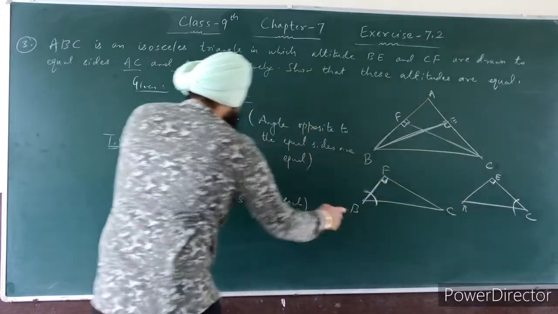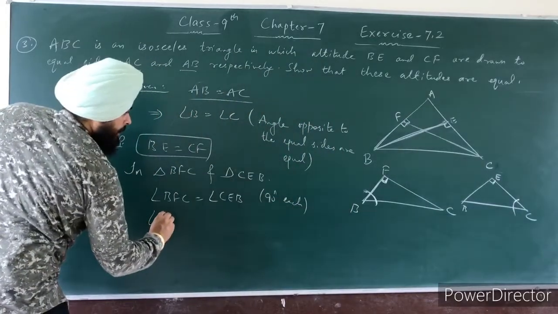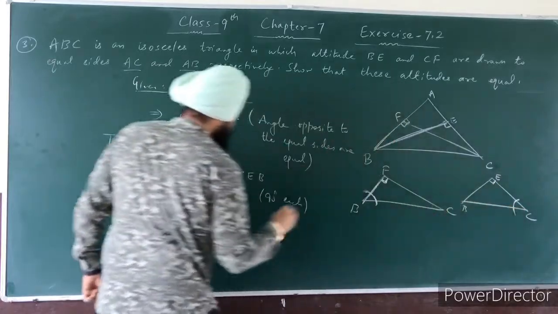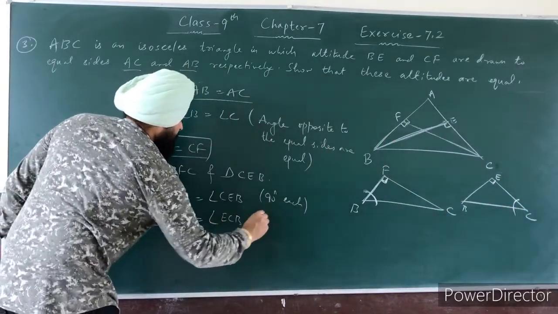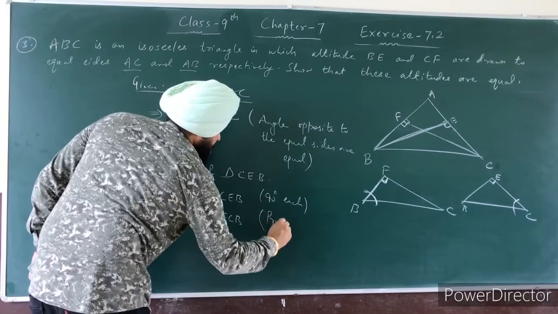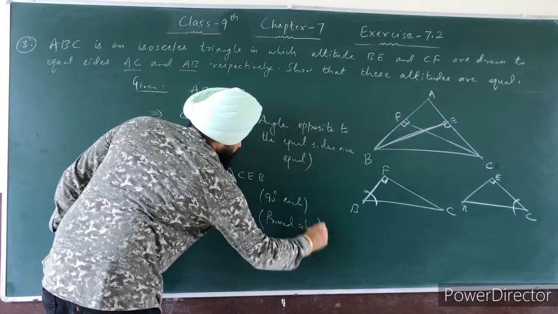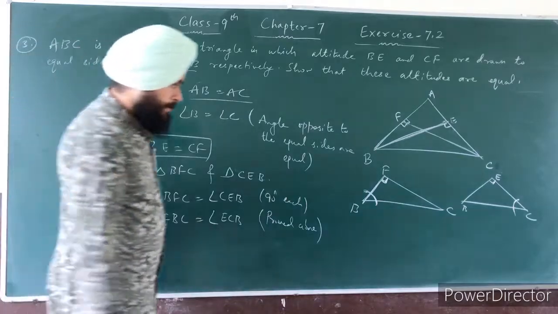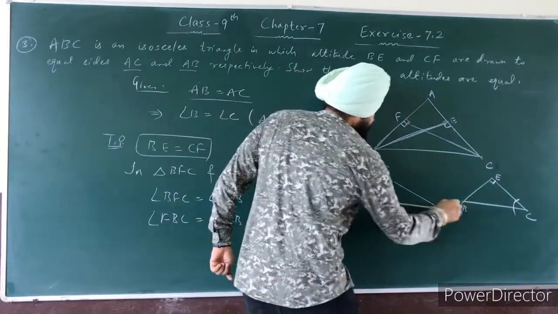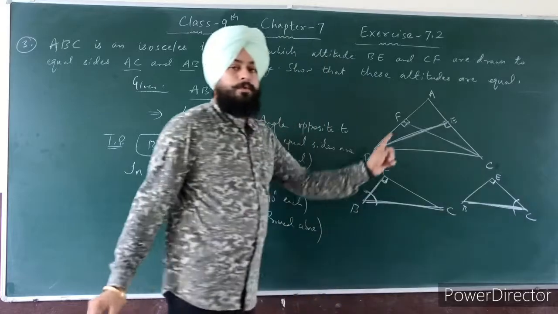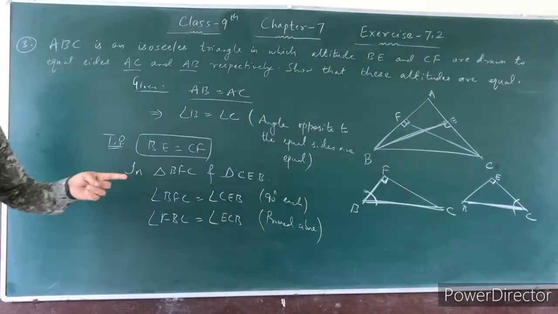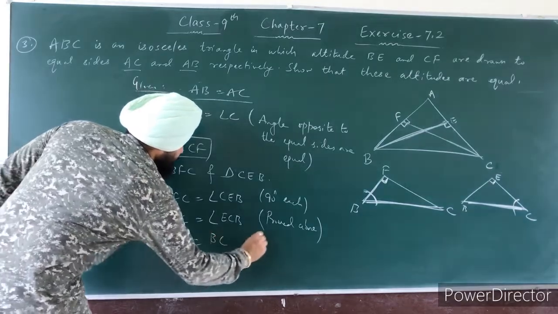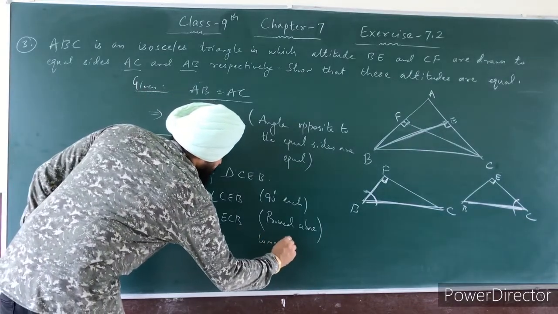You can write the full name of this angle: angle FBC equal to angle ECB. The reason is proved above. Now the third one: you can see here this BC side is common in both of these two triangles. You can write here BC equal to BC, reason: common.